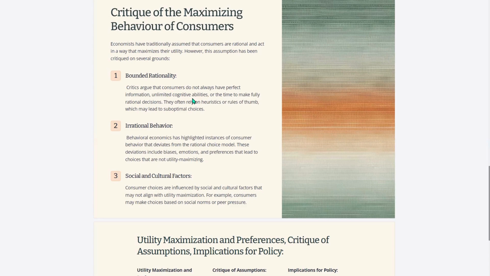So one thing is confirmed. Aditya is telling the examiner that consumers are bounded by their rationality because of heuristics, rules of thumb, so many, and because of the unlimited cognitive abilities around them. And also, customers do not have perfect information.